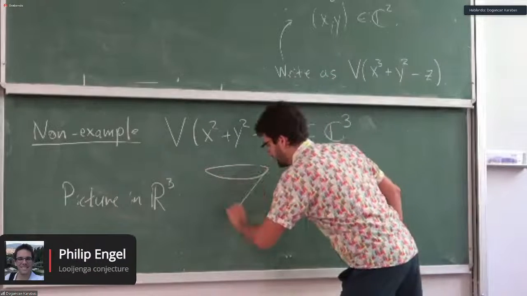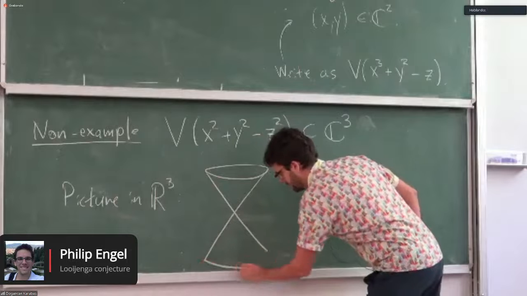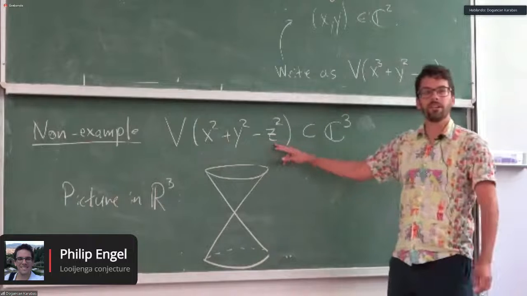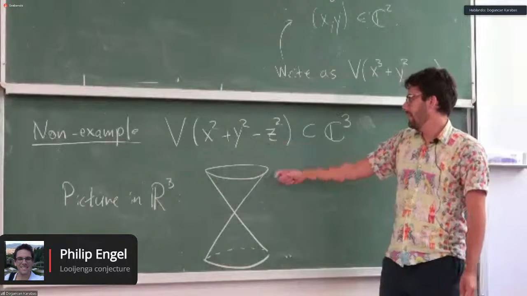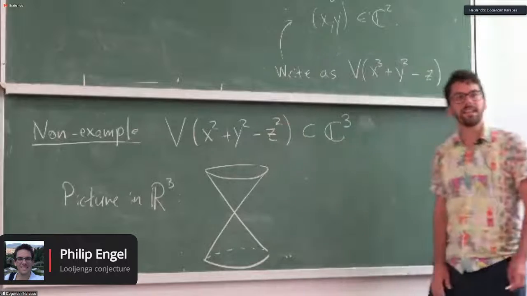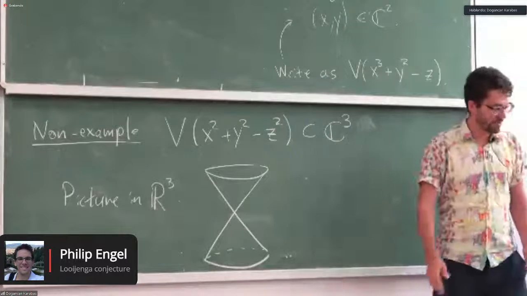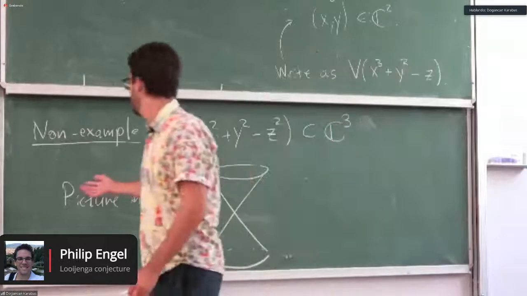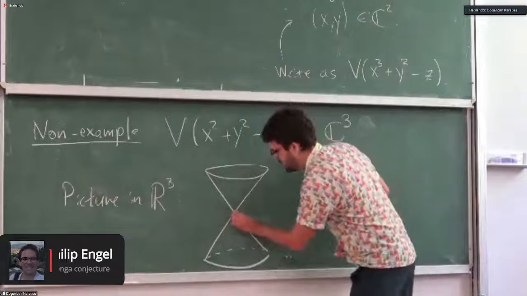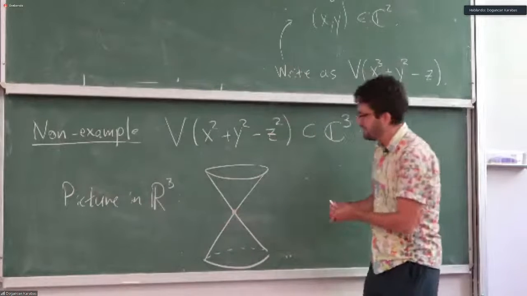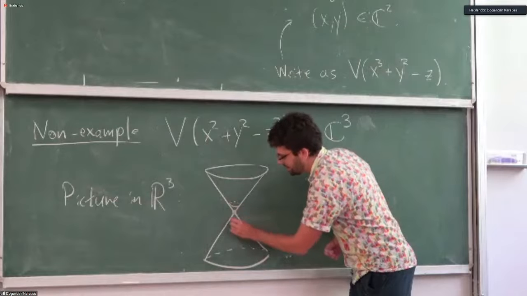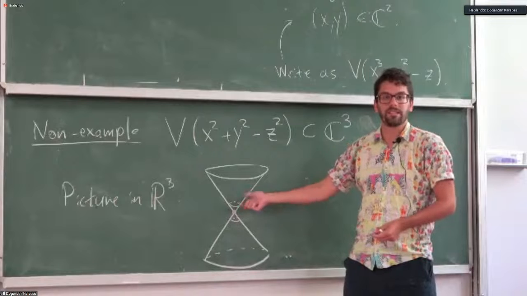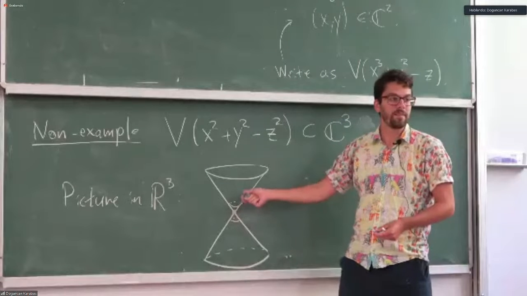we get some sort of circular cone like this. This is the vanishing locus of this polynomial, right? It says that at height z, we have a circle of radius c, right? And this is sort of obviously not a real surface because of this point here. So the issue with this point is that there's really no neighborhood, no matter how small, of this point that we can take where this has the structure of a manifold. You know, this is never homeomorphic to a disk, right?